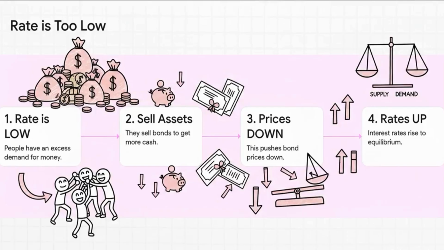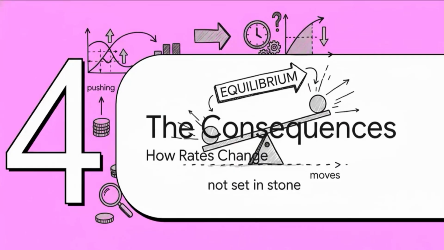See, it's a perfect self-correcting system. So this market for money is always pushing the interest rate back towards that equilibrium. But that equilibrium point isn't set in stone. It can move. And that's what we need to look at next.